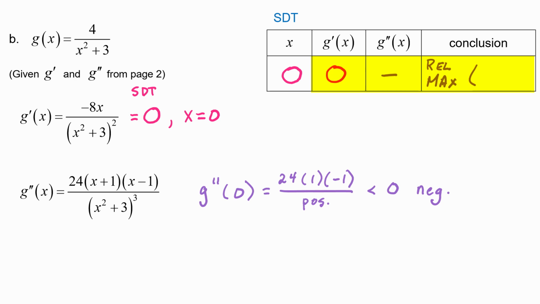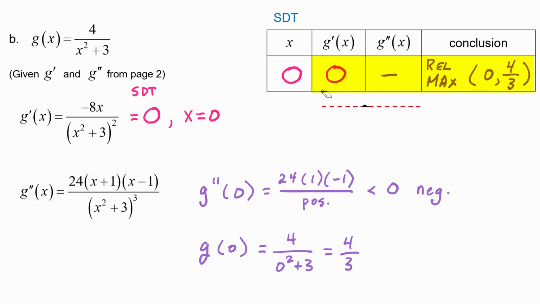The x-coordinate is 0. We have to plug 0 into the function, so g of 0 is going to equal 4 over 0 squared plus 3, which is 4/3. So because we had a horizontal tangent and we were concave down, that tells us we will have a relative max at (0, 4/3).